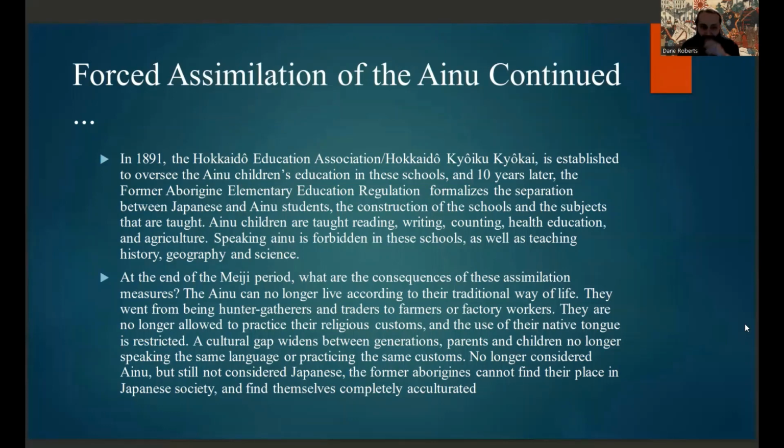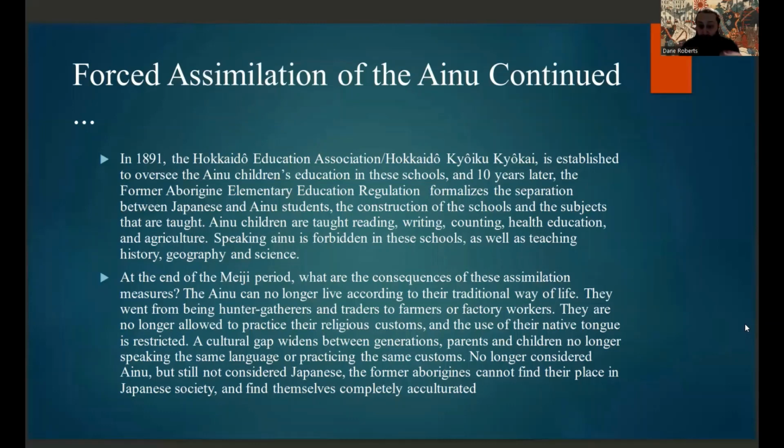At the end of the Meiji period, what are the consequences of these assimilation measures? The Ainu can no longer live according to the traditional way, going from hunter-gatherers and traders to farmers and factory workers. They are no longer allowed to practice their religious customs or use their native language. Again, in stark similarity to the cultural genocide against Native Americans in the U.S., as well as the cultural genocide of other indigenous communities, such as the Sami in Scandinavia and the Aboriginal Australians in Australia.